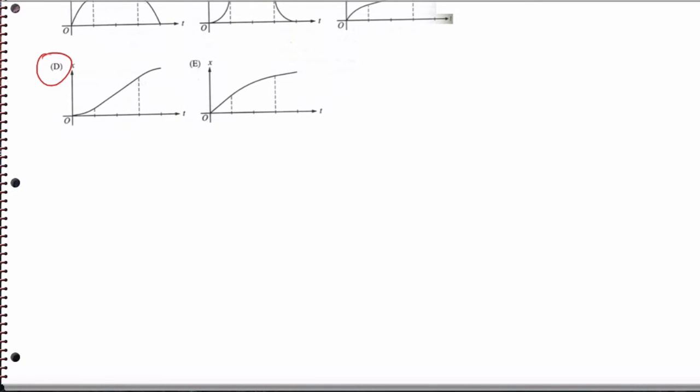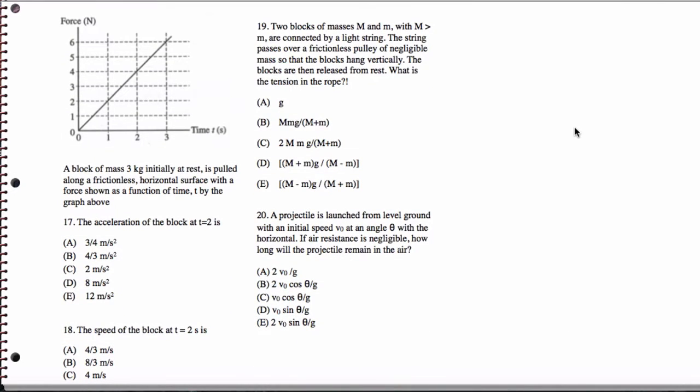All right, number 17. Oh boy! We have a graph of force versus time, and we want to know the acceleration of the block. So this is a common thing. I'll use the word force, but I'll ask you for acceleration. So just remember, acceleration is force divided by mass. So the force at 2 seconds is 4 newtons. That's the force. And then to get the acceleration, let's divide by mass, which is 3 kilograms. So we get 4/3 meters per second squared.